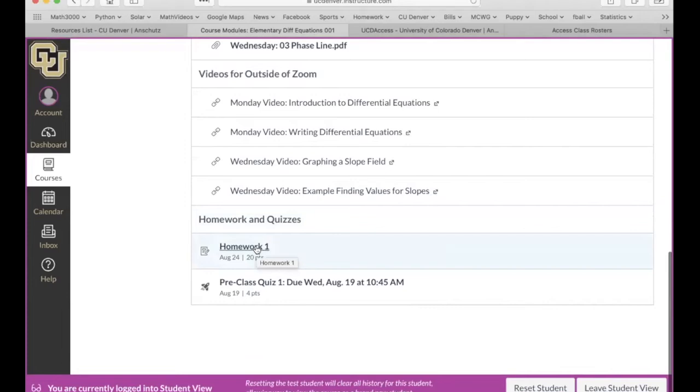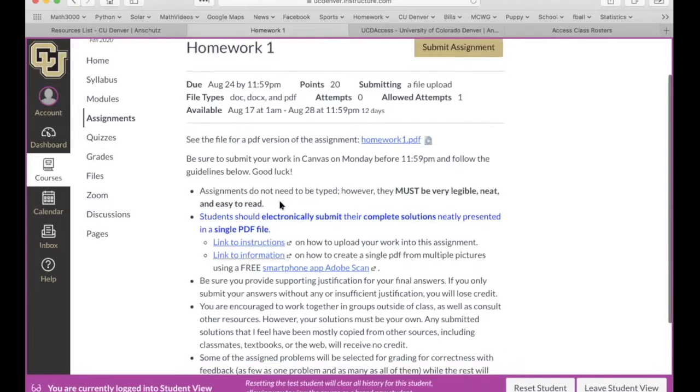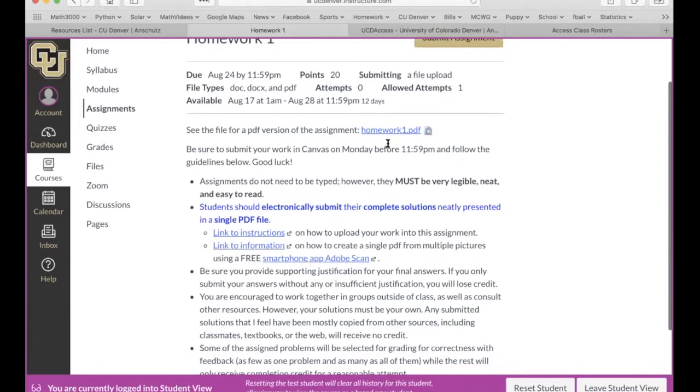Yeah, and so homeworks and quizzes are down here. So for the homework assignment, homework 1 is up. The instructions, yes, there was a hand.